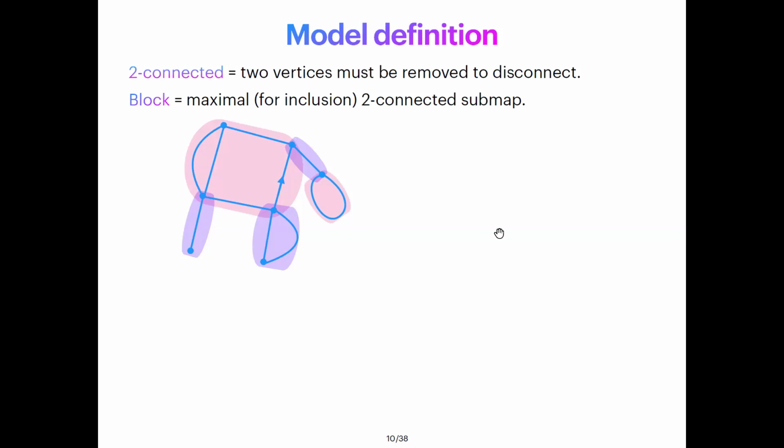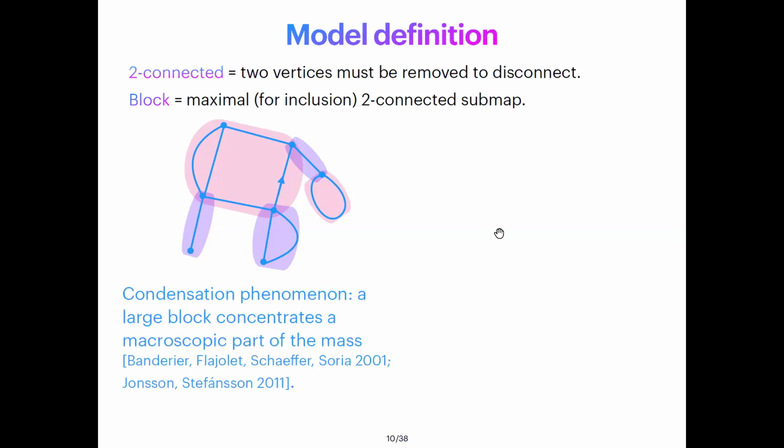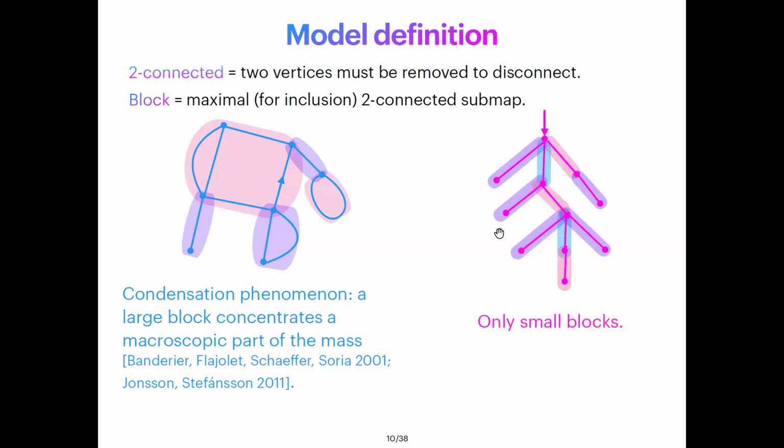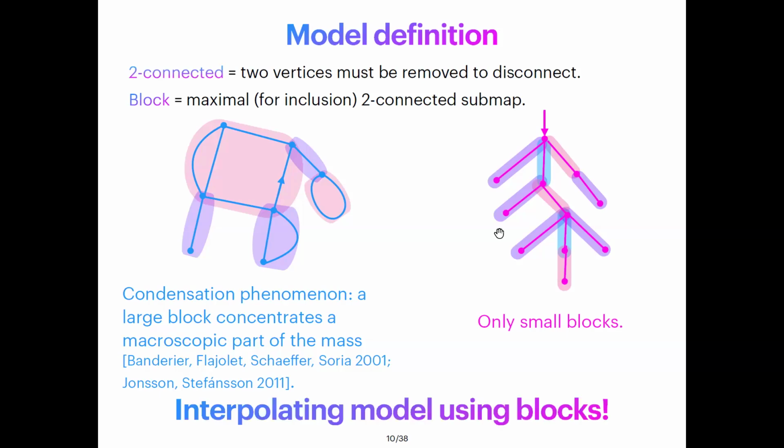The decomposition of maps into blocks has already been quite studied. It has been shown that there is what one calls a condensation phenomenon, which means that for a large random map, you will find a macroscopic block, and all the other blocks will be much smaller. On the other hand, for trees, the situation is quite trivial. Each edge is its own block. That's what gives the intuition that blocks might be an interesting way to do the interpolation.